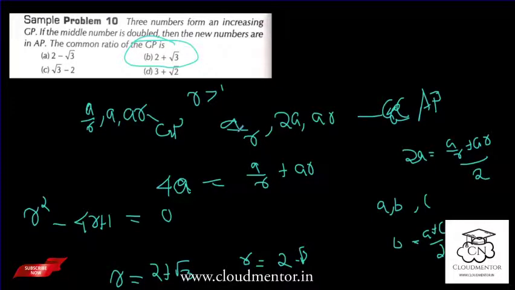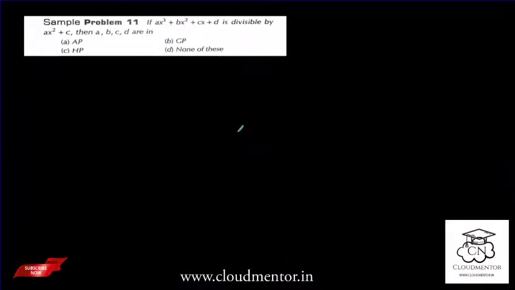And the next problem: if ax cube plus bx square plus cx plus d is divisible by ax square plus c, then a, b, c and d are in which one? AP, GP or HP? HP is the harmonic progression, which we are going to study later.